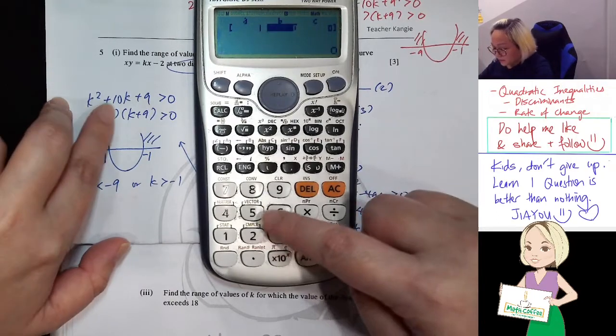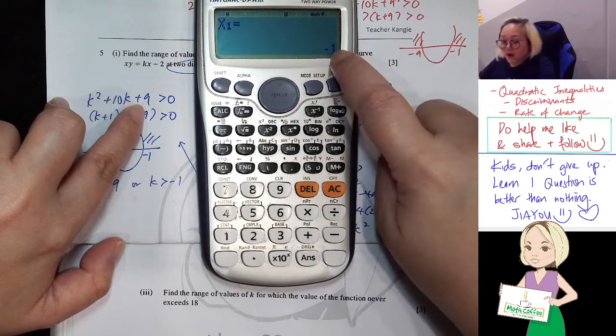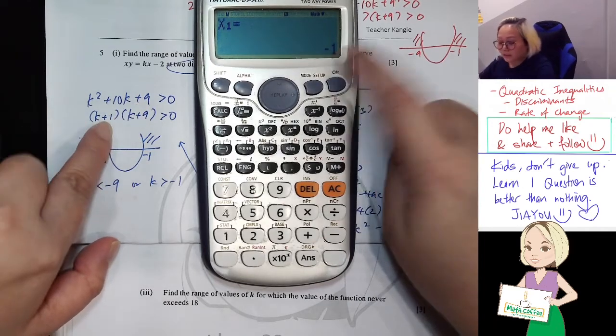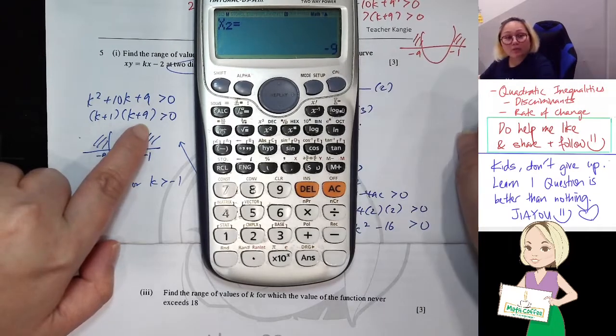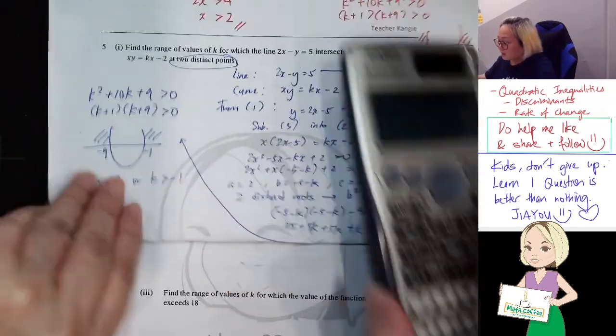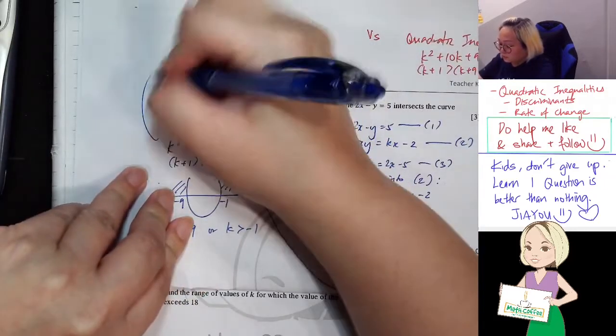My B is 10. My C is 9. So they give me minus 1, so I know the bracket is plus 1. They give me minus 9, so I know the bracket is plus 9. But by right, you should be using the cross method. The cross method should be this.